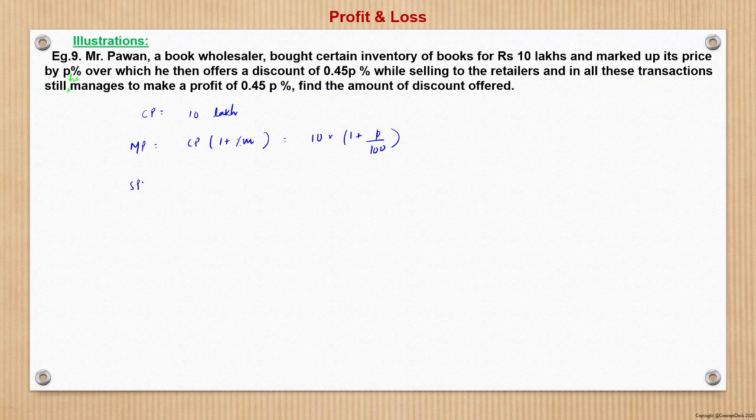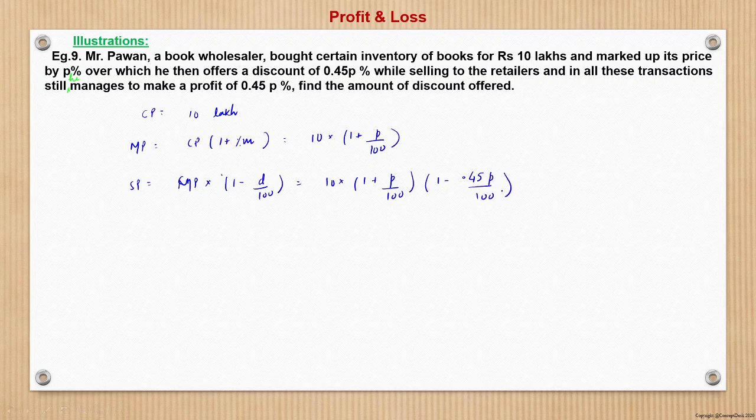So selling price will be what? Selling price will be after discount. So selling price will be marked price into 1 minus discount upon 100, where the marked price we know is 10 into 1 plus P by 100, and over this a discount equivalent to 0.45, that is 0.45P by 100.